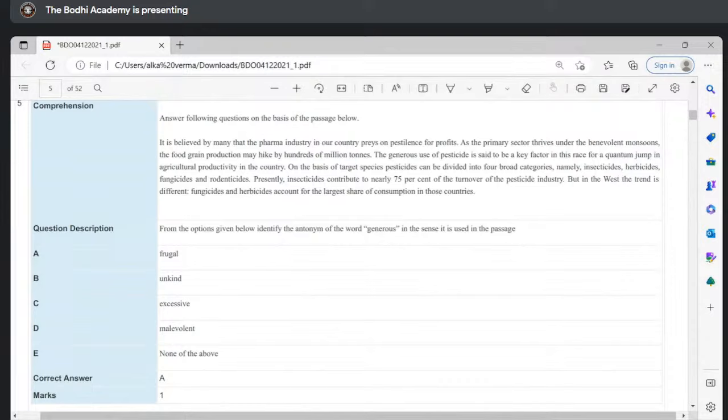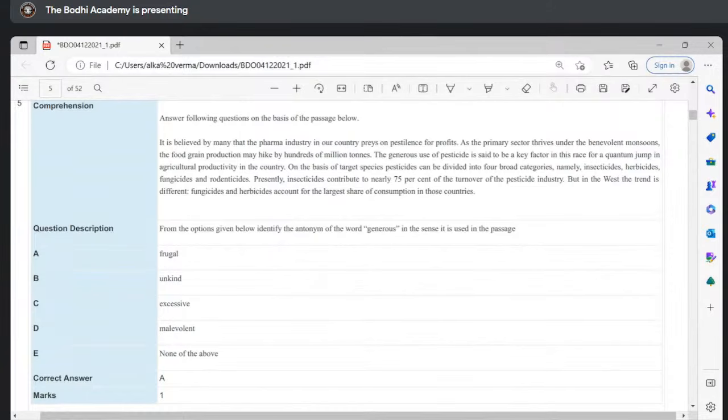What does frugal mean? So generous is what? Like a person who's very kind-hearted, who says yes to anything, like a very good person. Frugal would be a person who's very stingy, putting it in simple terms, very economical, someone who won't give his money to buy something. He won't spend freely. Okay, so frugal would be that.